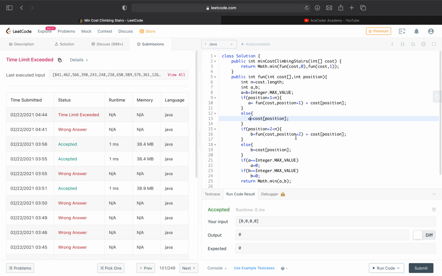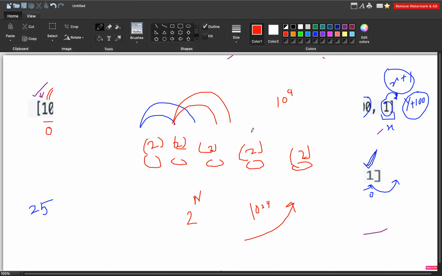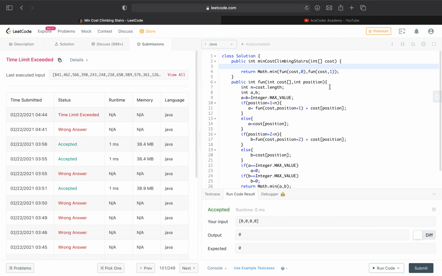What can we do? Since we are computing many states again and again, like if you have reached here, it is again exploring which is the best possible way to reach here. So again and again the things are being computed, so we can store them in a dp array. So we will make a dp array.